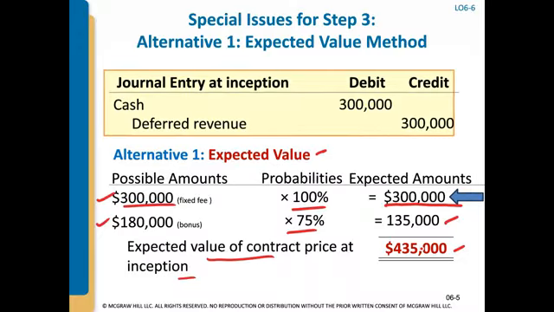So on day one, on January 1, 2027, we're going to receive cash for $300,000 from Pro Sports, and we're going to record deferred revenue for $300,000. We haven't earned that revenue because our performance obligations have not yet been satisfied. They will be satisfied as we allow the Pro Sports games to be offered on our TriNet network.